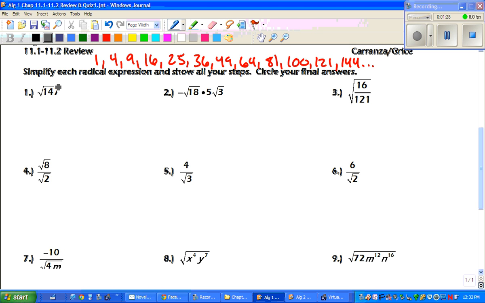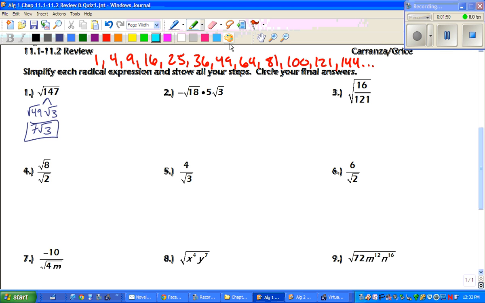So what we're going to do is break that down into 49 and 3. The square root of 49 is 7, and you're left with root 3.